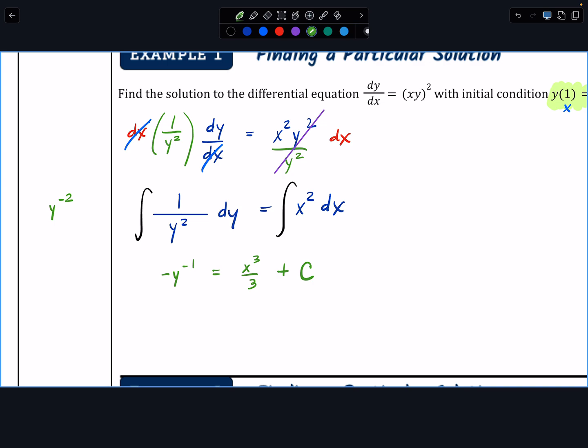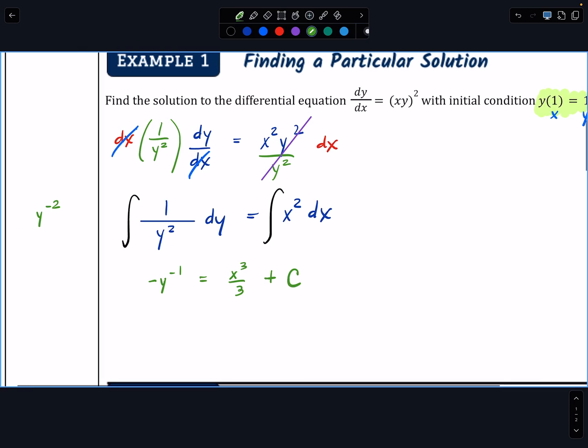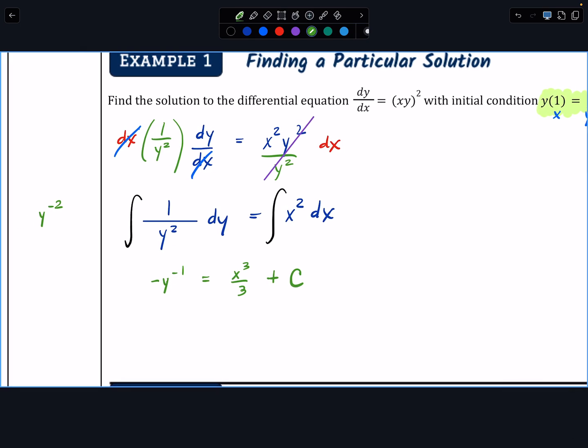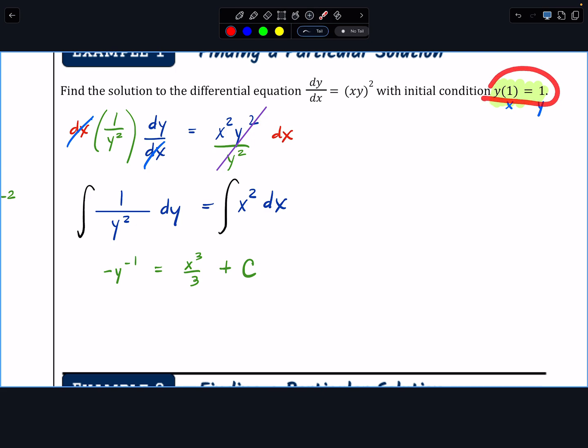Okay, now here's the cool part. You really want y by itself. Didn't we do that on Friday? But before we do that, sometimes it's easier once you get here to plug in your initial condition, and then later on solve for y. So what I'm going to do is, we know that y of 1 is equal to 1, right? So I'm going to plug in x and y right here. So then I have negative 1 to the negative 1 is equal to 1 cubed over 3 plus c.